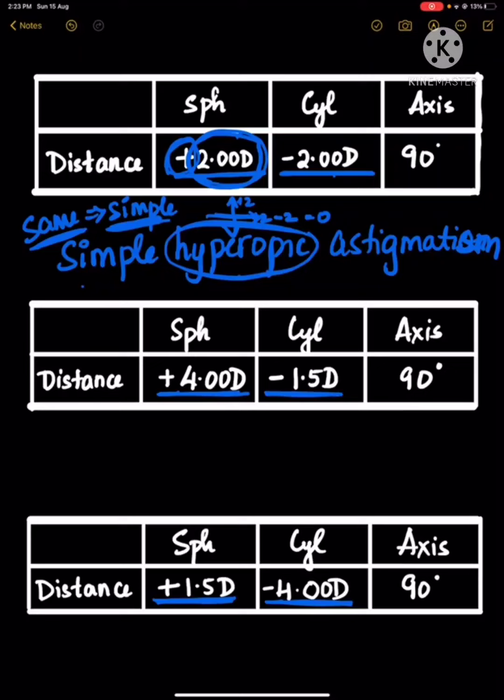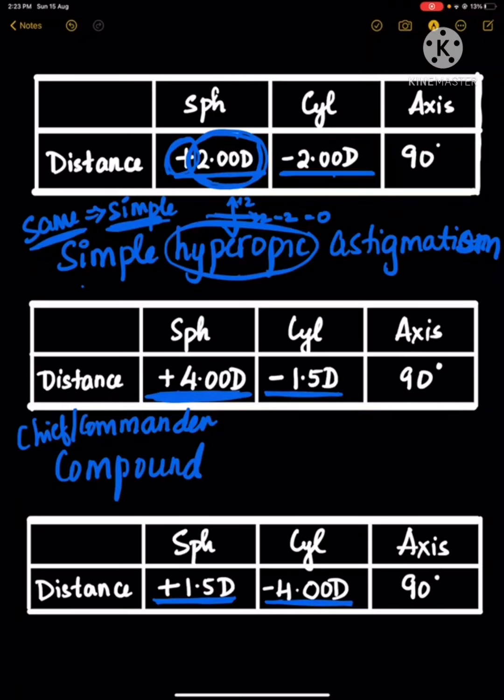Now the next example is showing us a higher sphere. Okay, so there is a trick to remember this. Here the sphere is the chief or the commander because it is of larger value. It's larger, so it is chief or it is a commander, whatever helps you remember. So you will write compound. Now you will look at the sign of the sphere. So again, this is hyperopic astigmatism. Okay.